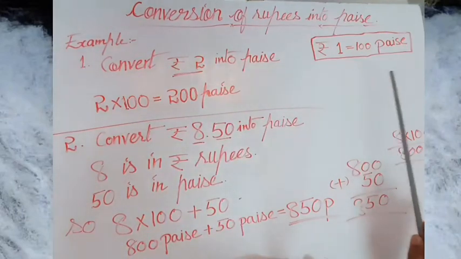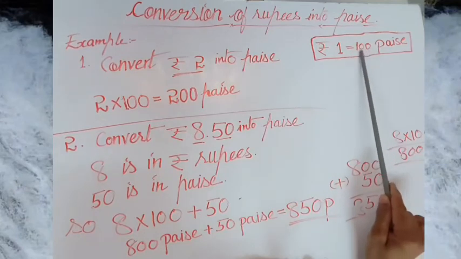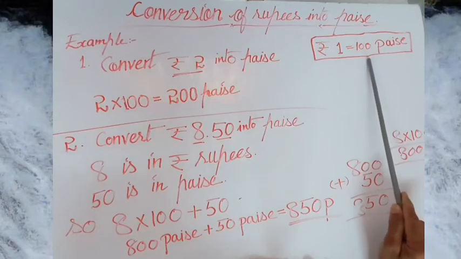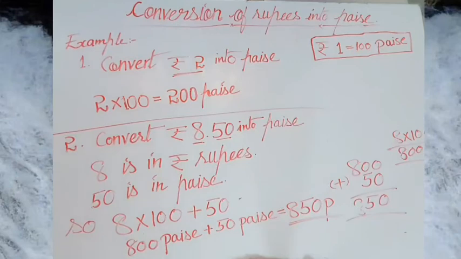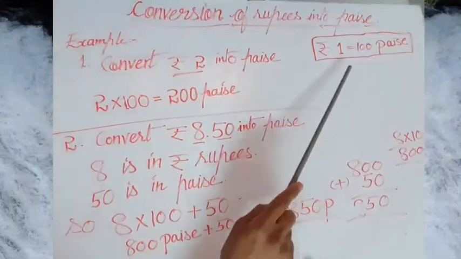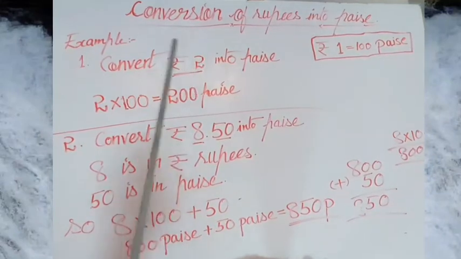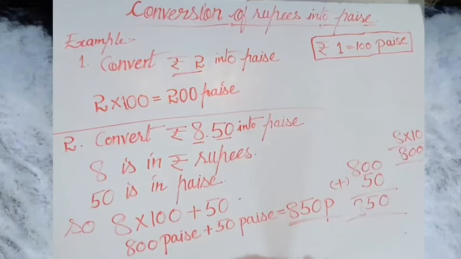We know the formula: 1 rupee is equal to 100 paise. This formula you have to remember, so you can convert rupee into paise and then you can solve your problem sum with the help of this formula. So now our question is here 2 rupee. So we have to convert rupee into paise.